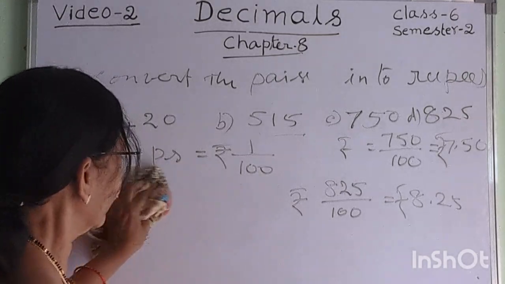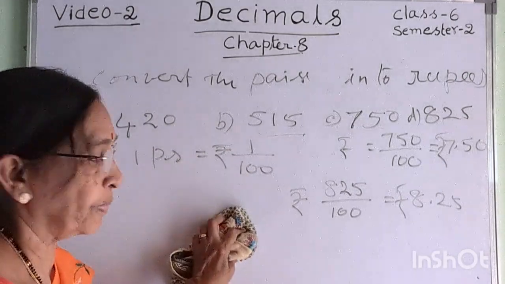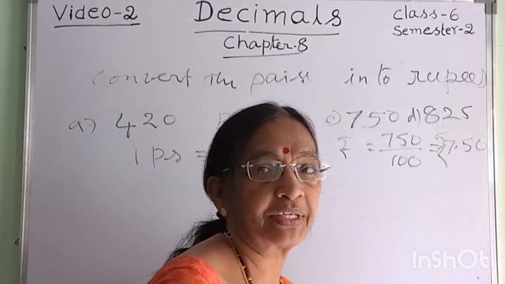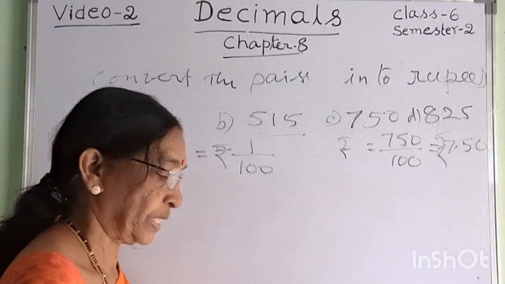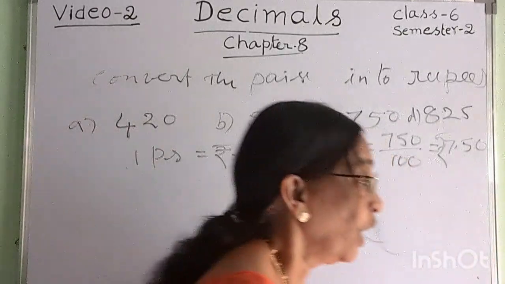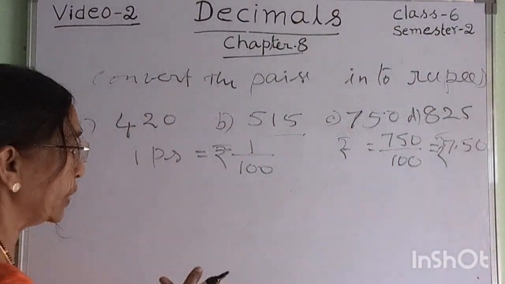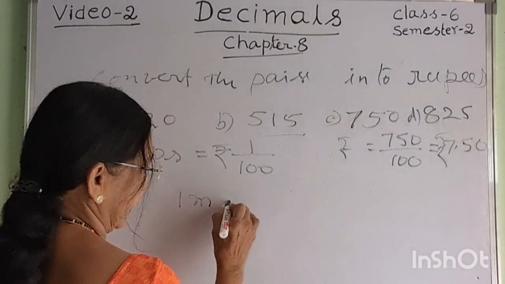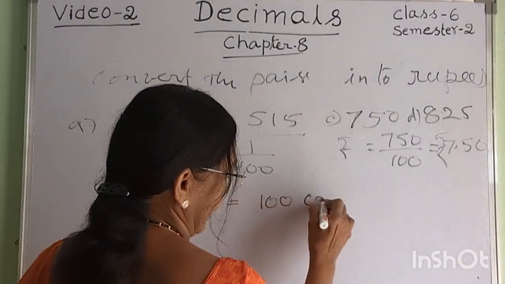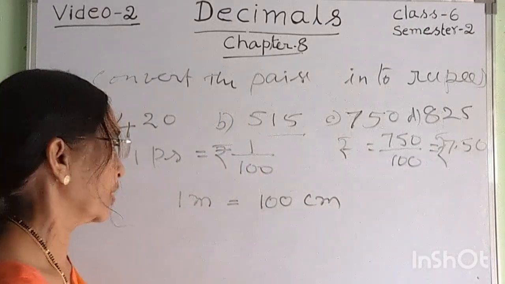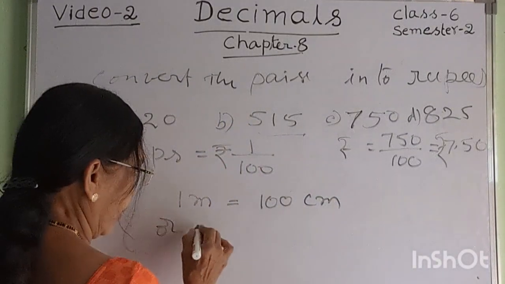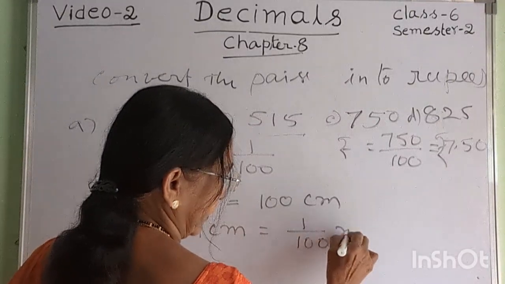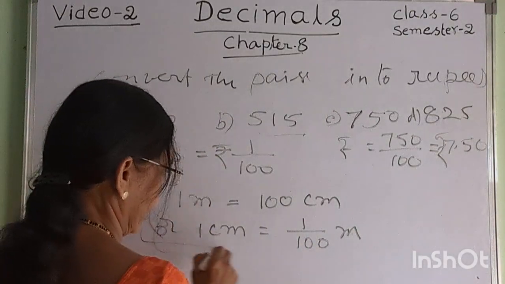So remember that 1 paise is equal to 1 by 100 rupee. To convert paise into rupees, we have to divide by 100. Next, you know the conversion of meters into centimeters. 1 meter is equal to 100 centimeters, or 1 centimeter is equal to 1 by 100 meter. Remember this conversion.